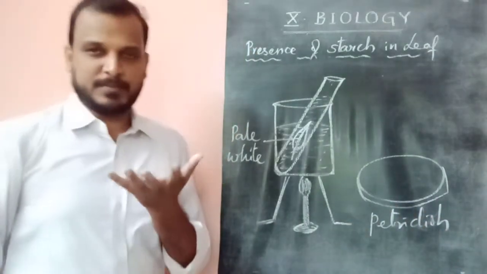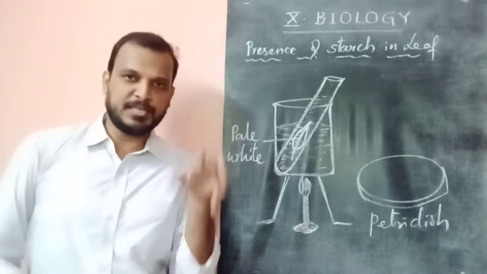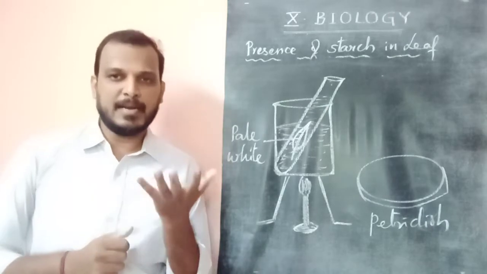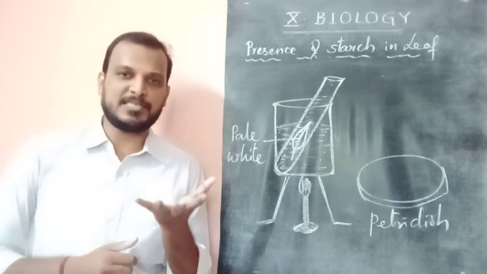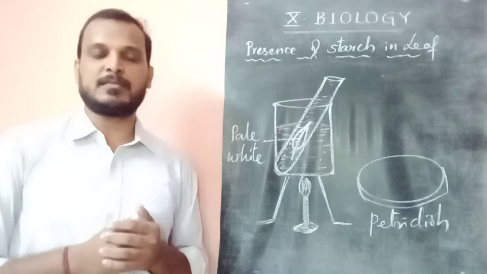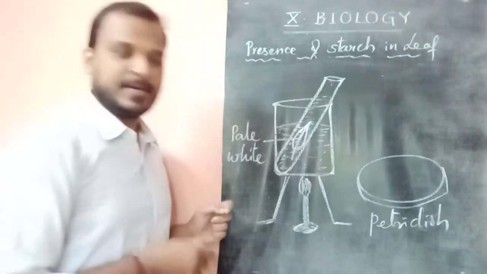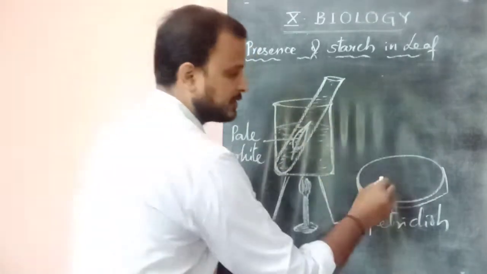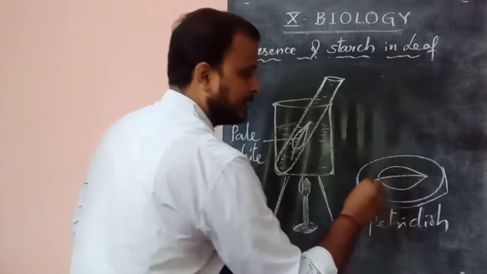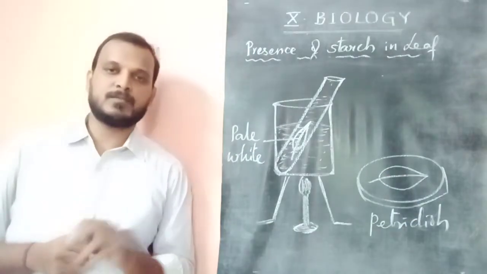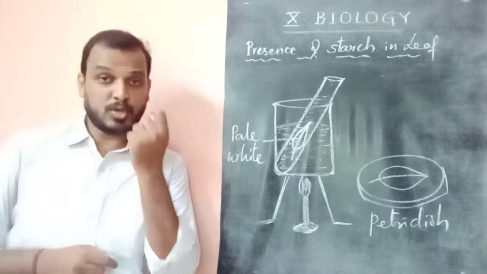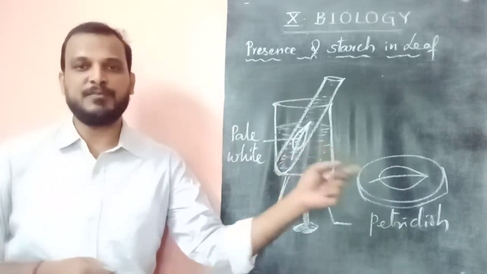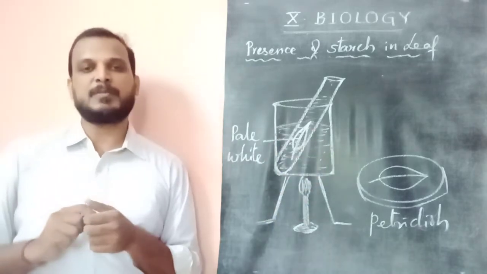It is a shallow, not deep container, a wider dish, transparent, made up of glass. These dishes are called petri dishes. Take this leaf, transfer this pale colored leaf onto the petri dish. Now we can test it with iodine to prove whether starch is present or not.